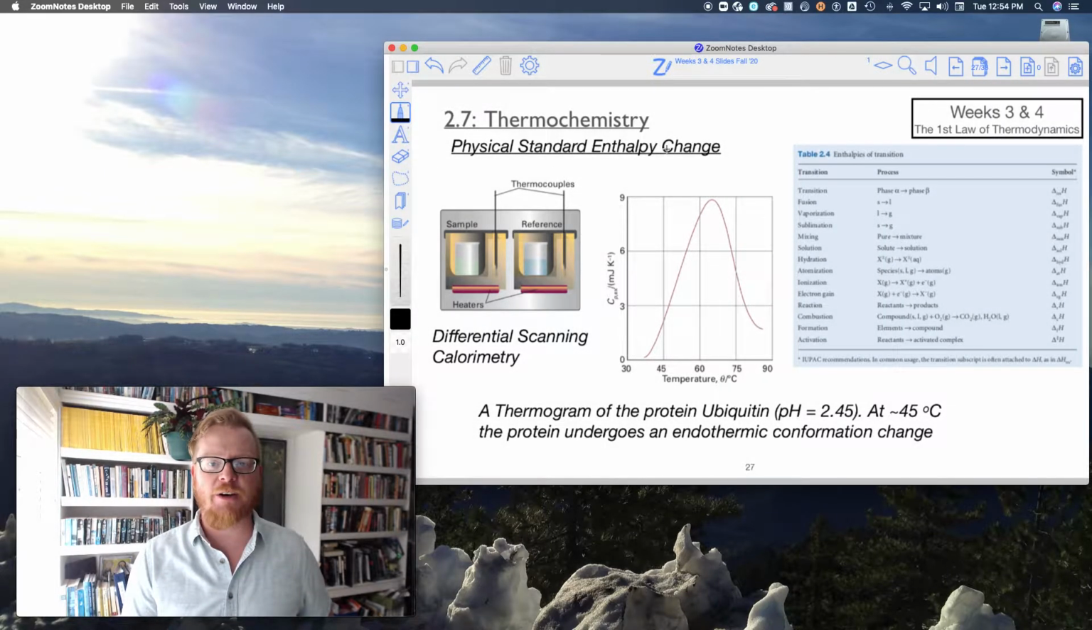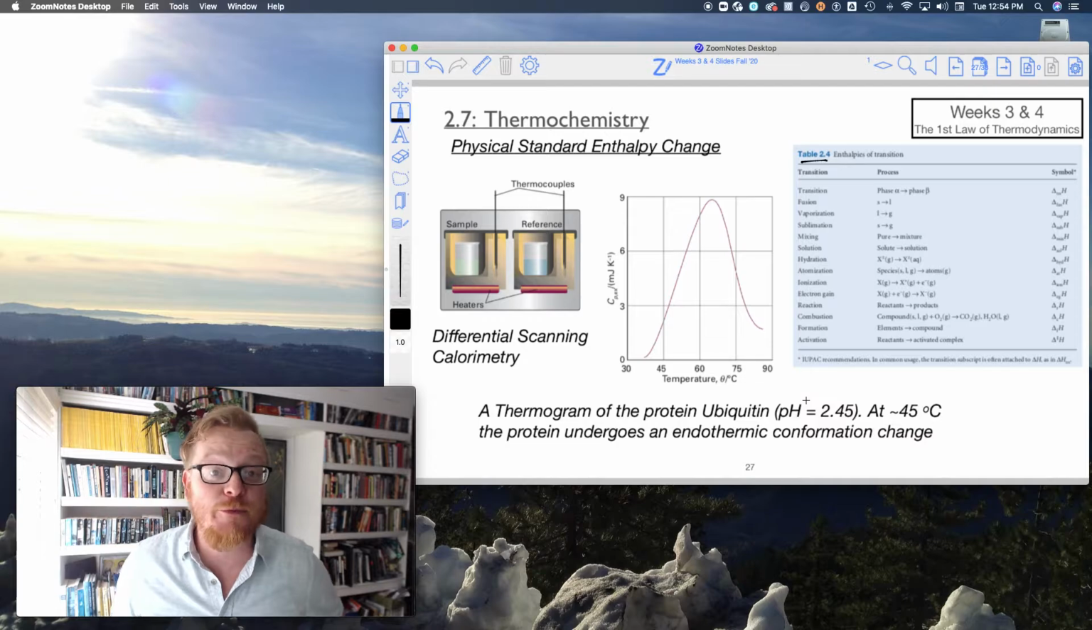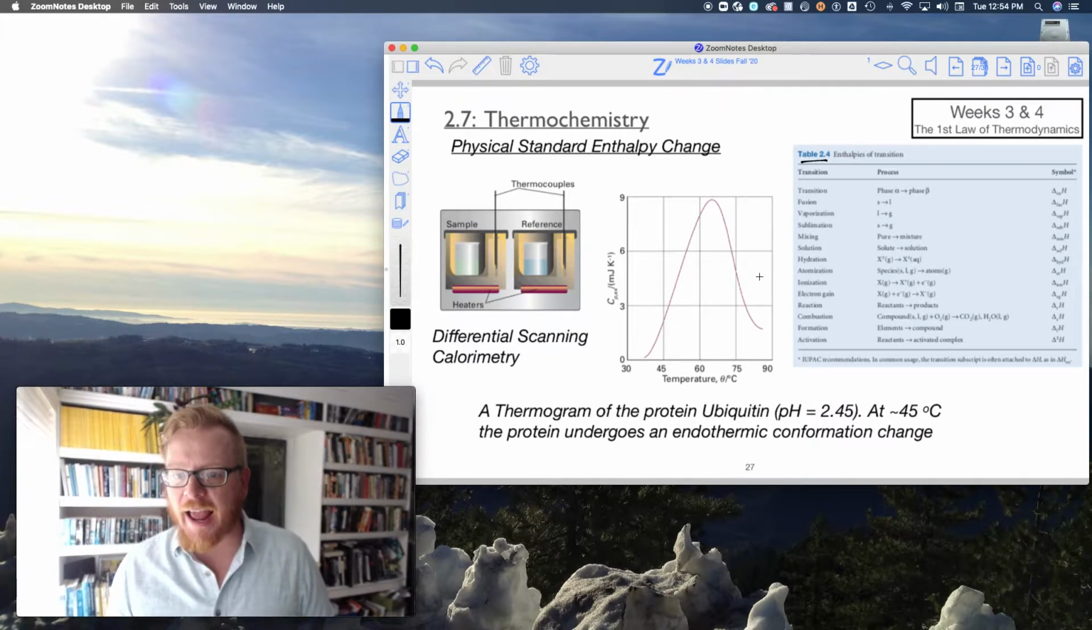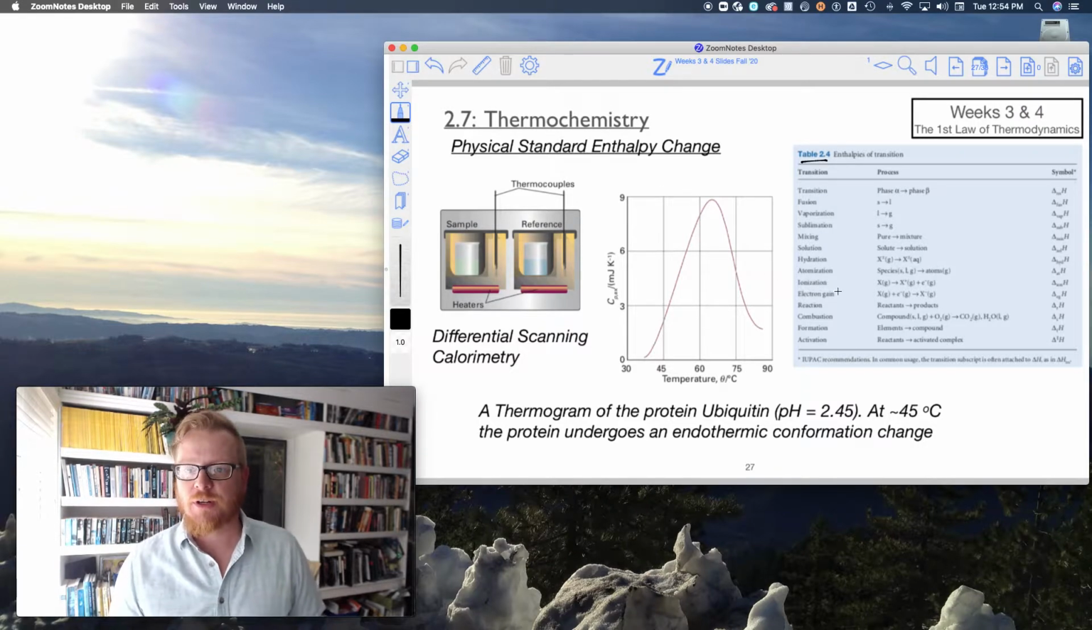So the physical standard enthalpy change. I realize this is all kind of small, but you can see here that's Table 2.4 in the book. This is giving us all kinds of physical changes that we could talk about, including a handful of chemical changes, like ionization or electron gain or reaction or combustion. So it's not just physical changes, but these are enthalpies of any type of change. But I just want to highlight particularly the physical changes.